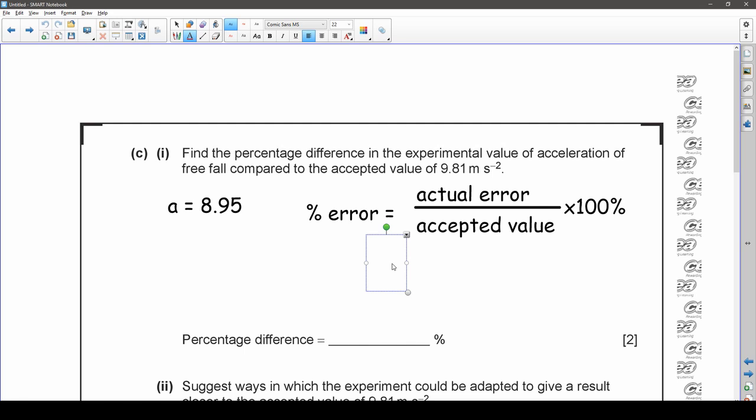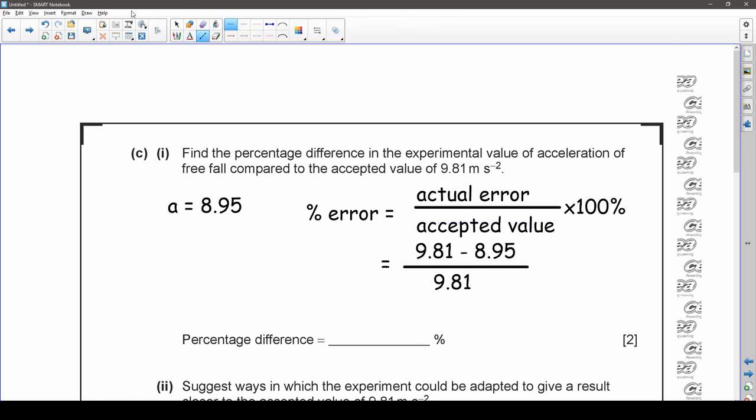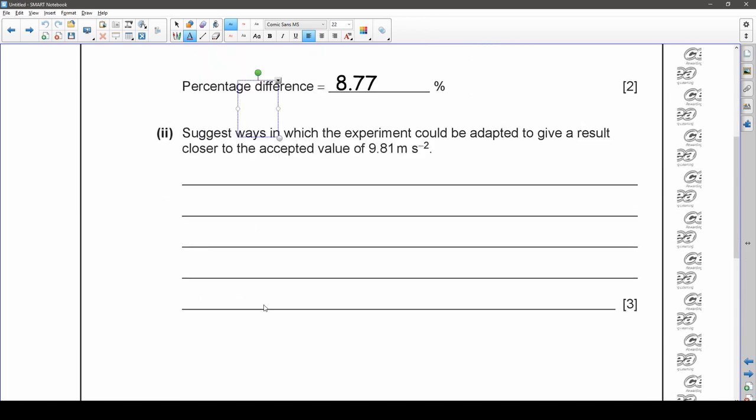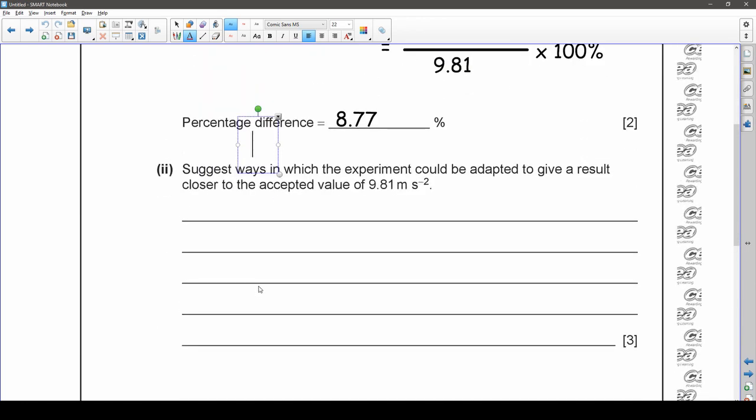Now my actual error is, well, I happen to know what the accepted value is, so all I need to do is go 9.81 minus 8.95, that's the actual error, divided by my accepted value, which is 9.81. Stick a line in there to show that's a fraction, and then we times that by 100%. And again, back to your calculator you go, 9.81 minus 8.95 divided by 9.81, and then times 100, and that gets you a value of 8.77%. Somewhere around about 9%.